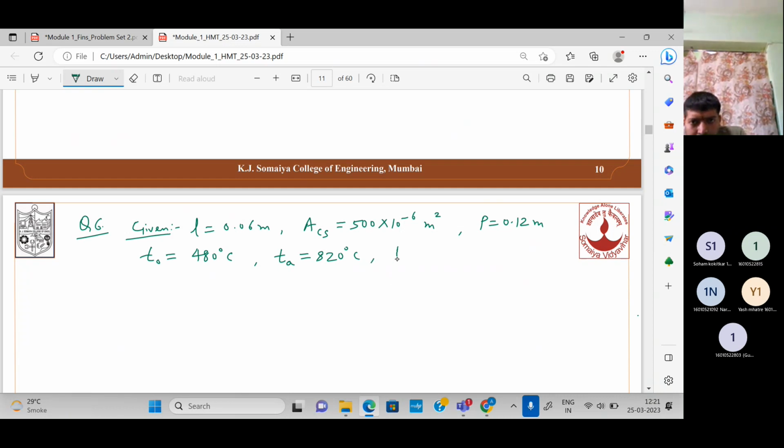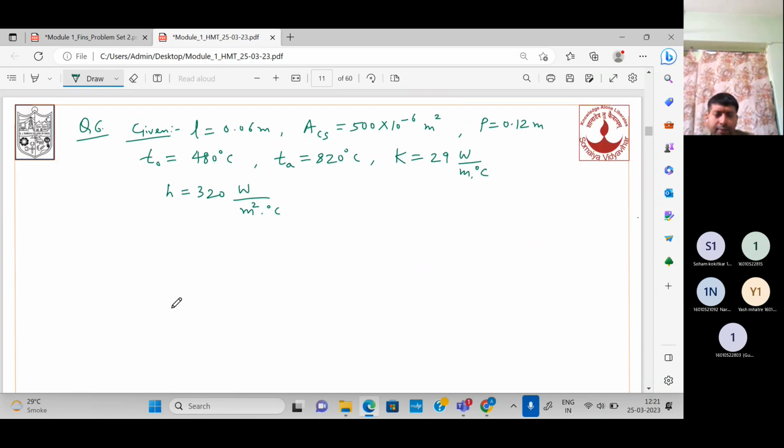Now thermal conductivity is given as 29 watt per meter degree Celsius, and the h value, the convective heat transfer coefficient, is given as 320 watt per meter square degree Celsius. Okay, case 3 taken. Fin is having finite length and losing heat at the tip by convection.